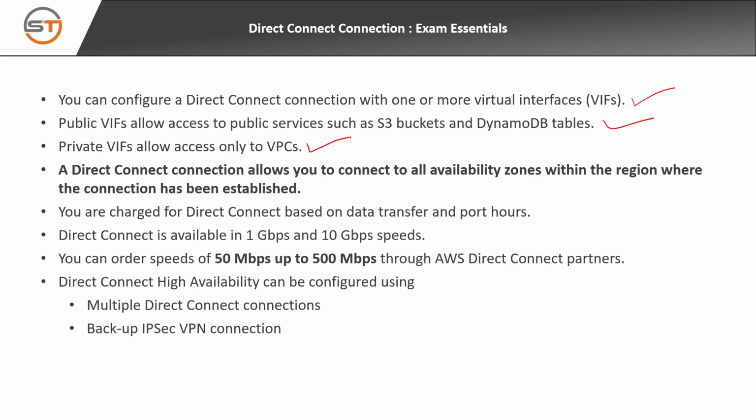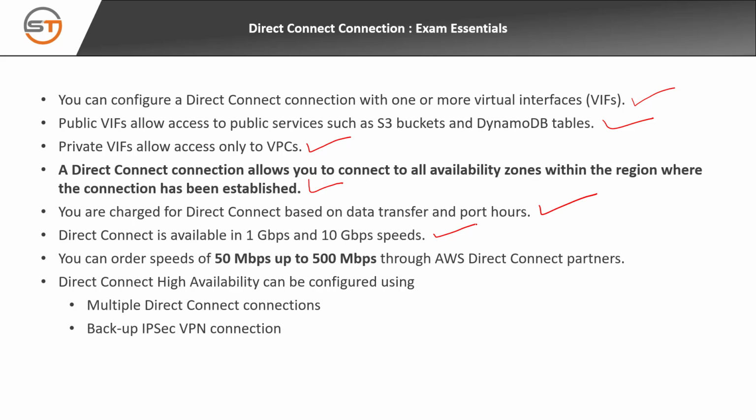The Direct Connect connection allows you to connect to all availability zones within the region where the Direct Connect connection has been established. You are charged for Direct Connect based on the data transfer and port hours. Next, Direct Connect is available in 1 Gbps and 10 Gbps speeds. You can order speeds of 50 Mbps up to 500 Mbps through AWS Direct Connect partners.